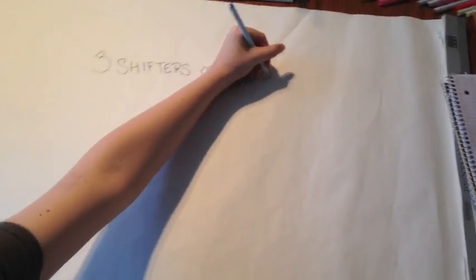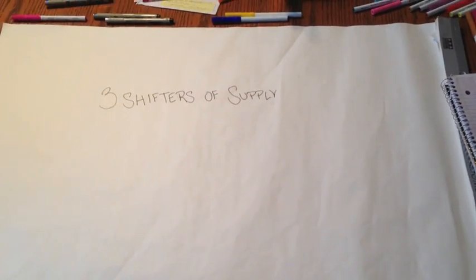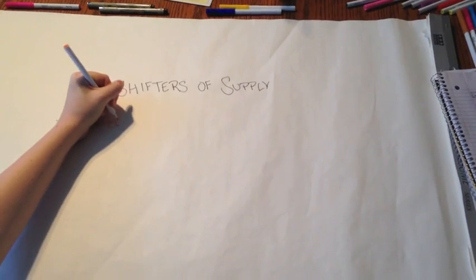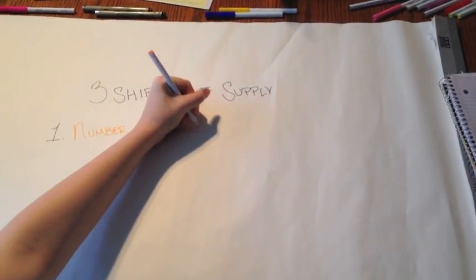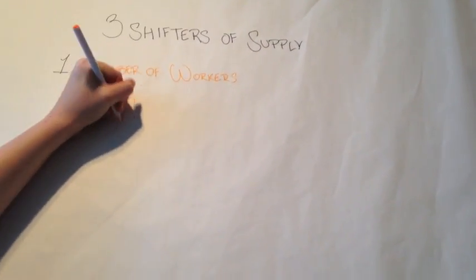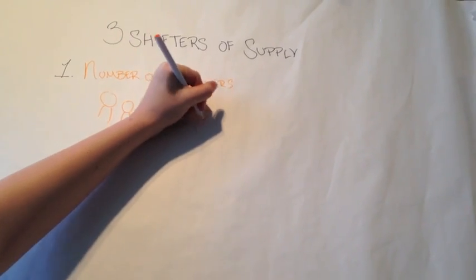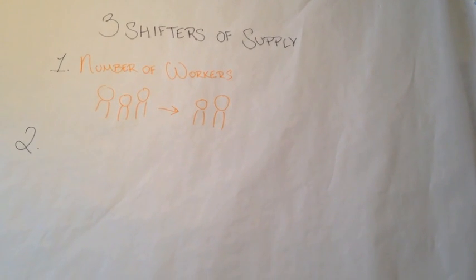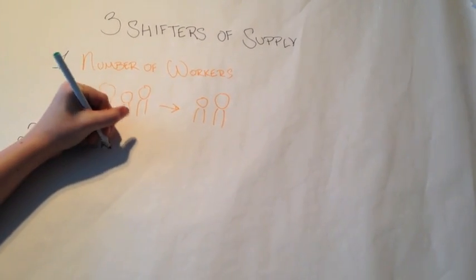Alright, so we just talked about the three shifters of demand in the factor market, so now it's time to talk about the three shifters of supply. The first one is the number of workers. So for example, if there was something like a great immigration and the number of workers increased, the supply would go up since there's more workers available to work.